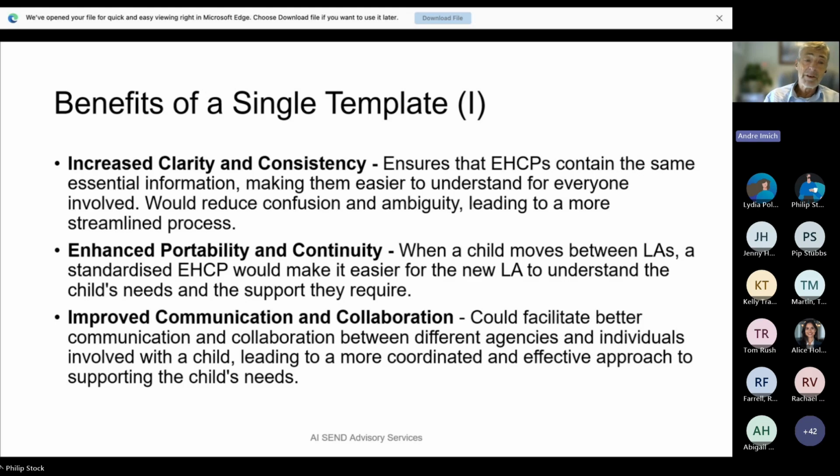Improved communication and collaboration. I do think it would facilitate better communication and collaboration between the agencies that have similar approaches. And of course, some of the agencies are working cross local authority. We see that with ICBs, for example, and many of the health professionals in particular are working in different local authorities. So I think it brings about a much more common language, and again, much easier ways of accessing the expectations in a plan. Next slide.